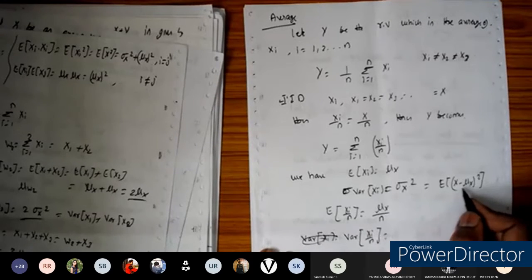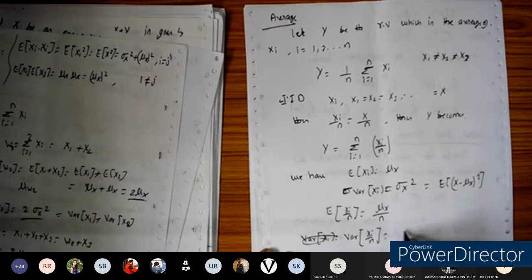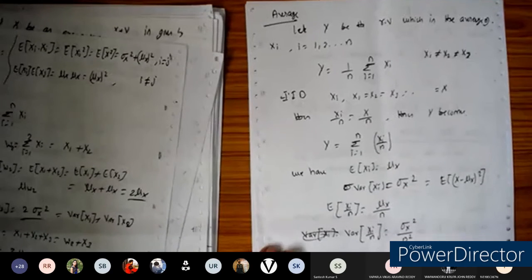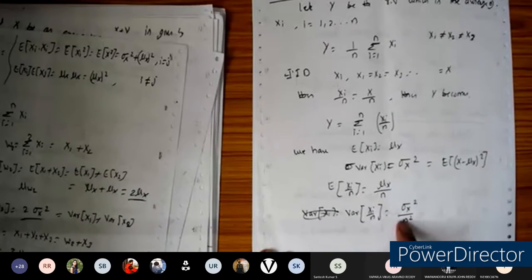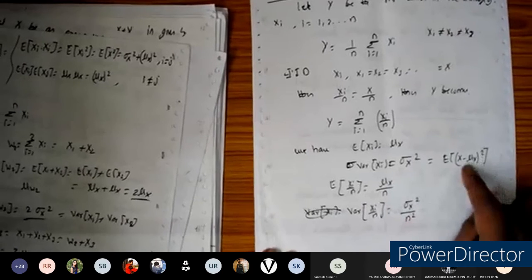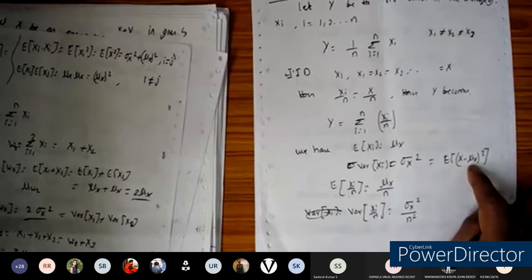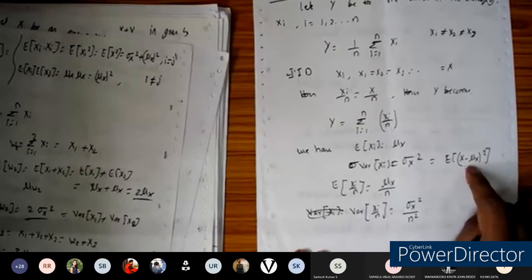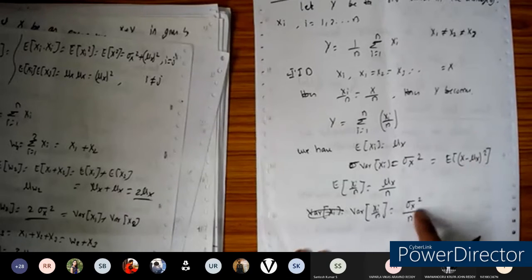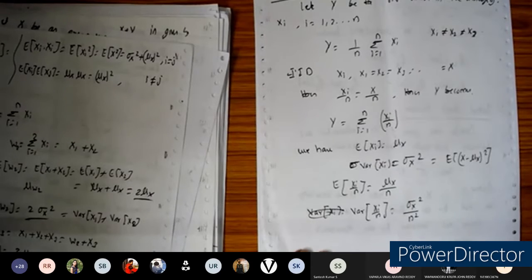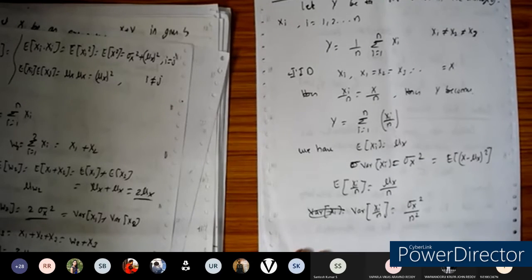Since the square will be there, (xi minus nu x) divided by n will become a square here. So we can consider that as sigma x square divided by n square. Why did we get this here? Because I'm going to take the variance of this one, so it is (xi minus nu x) divided by n, whole square, so n square we are going to get here. This is the variance we'll get.